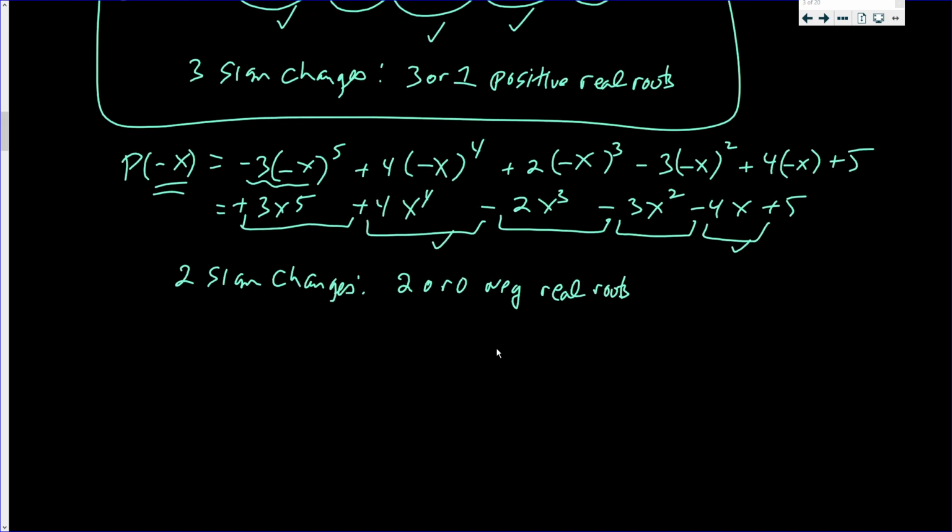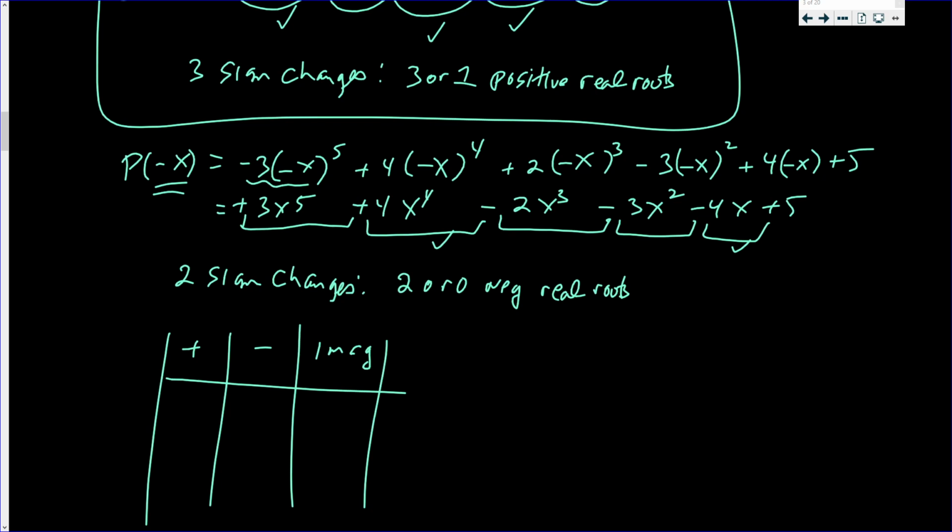So now, when we make the table, positive real roots, negative, and imaginary, we fill in the imaginary at the end. When it comes to positive, we have 3 or 1. We can have 3 positive and 2 negatives, or we can have 3 positive and no negatives. That took care of the 3 positive real roots. But we can also have 1 positive real root: 1 positive and 2 negative, or 1 positive and no negative.